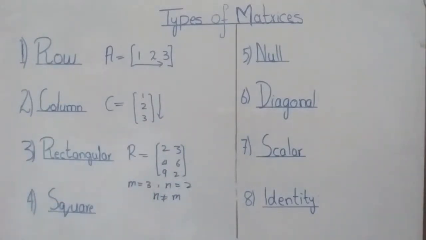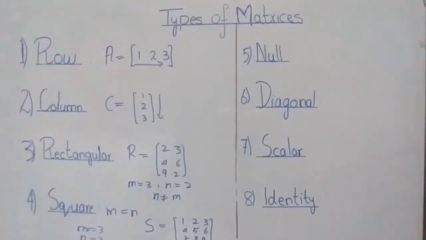A square matrix is the type of matrix where the number of rows equals the number of columns. For example, matrix S equals 1, 2, 3, 4, 5, 6, 7, 8 and 9. The number of rows here equals 3 and the number of columns equals 3. This is a square matrix.